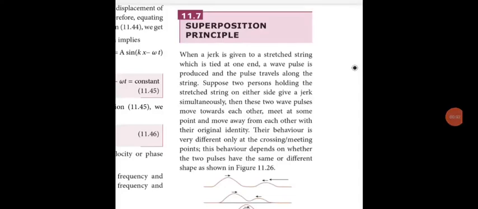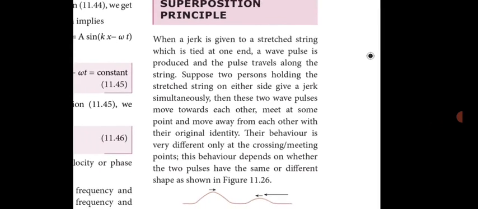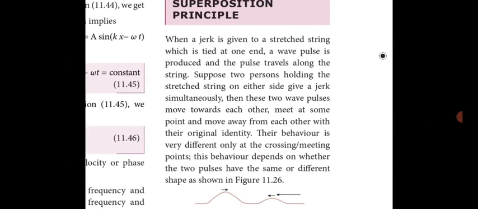Good afternoon, students. Today in Unit 11, we are moving to the next topic, that is the superposition principle. When a jerk is given to a stretched string which is tied at one end, a wave pulse is produced, and the pulse travels along the string.